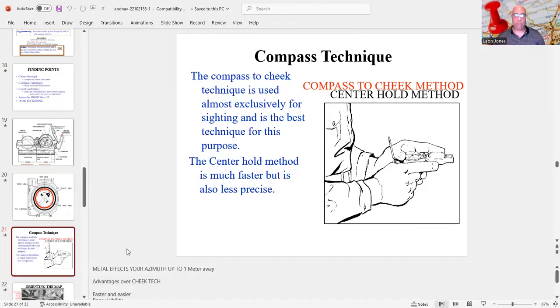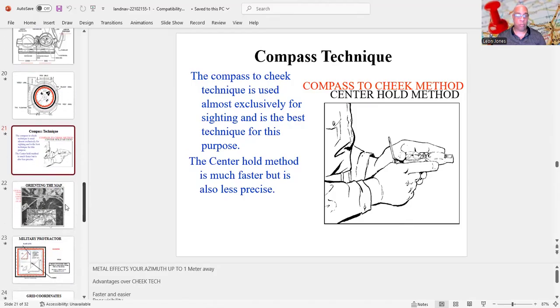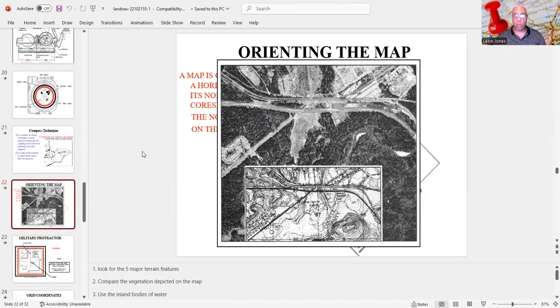The compass-to-cheek technique is used almost exclusively for sighting, and it is the best technique for this purpose. The center hold method is much faster but less precise. So what they're doing is using the compass-to-cheek method and the center hold method. You always have to make sure that your compass is set at 0 as well. Then you have to orient the map. Here's what the map is.